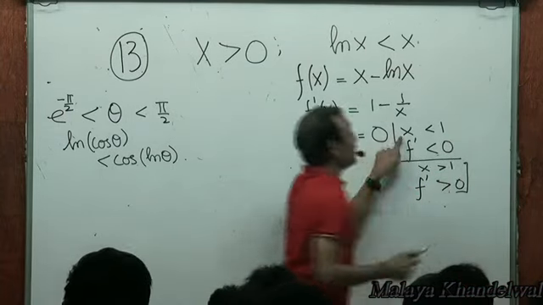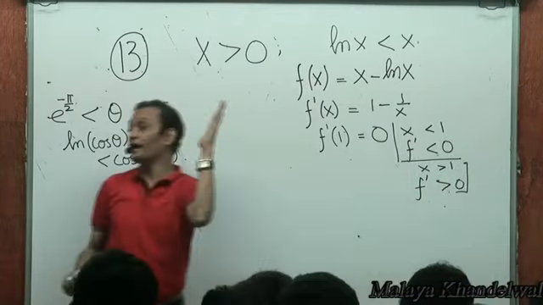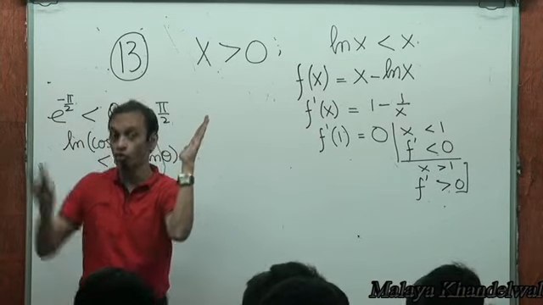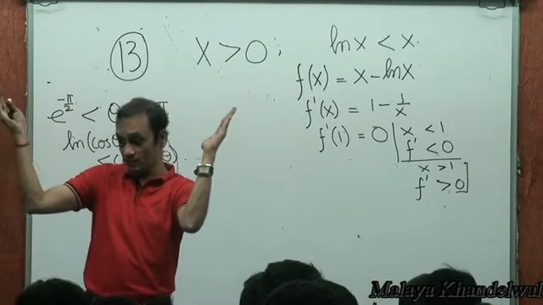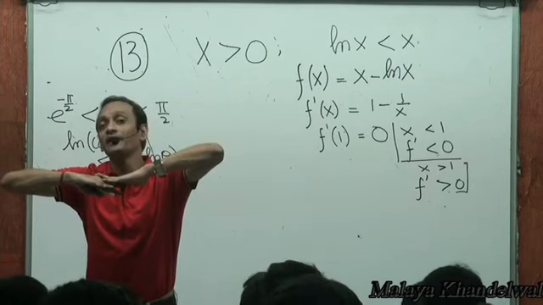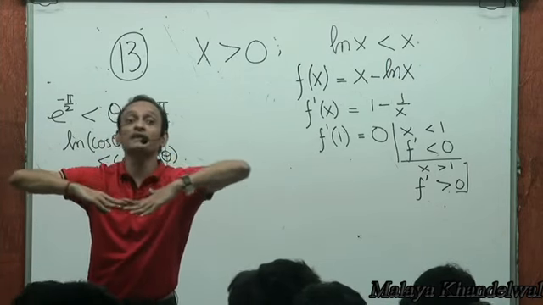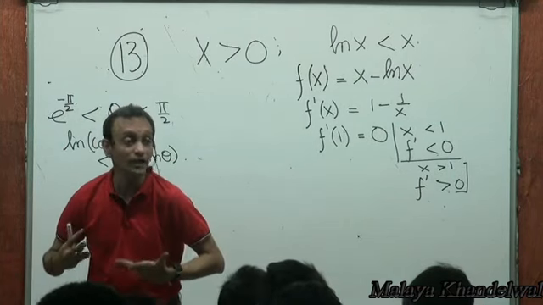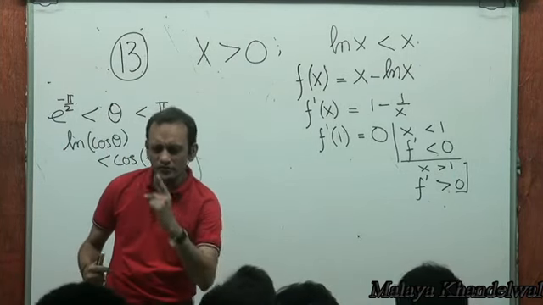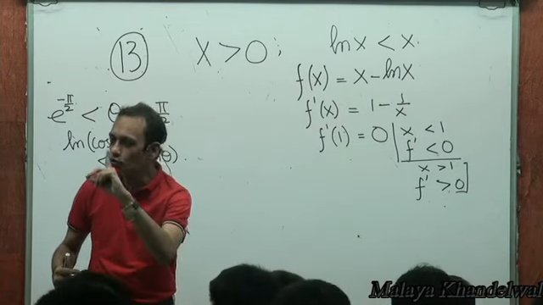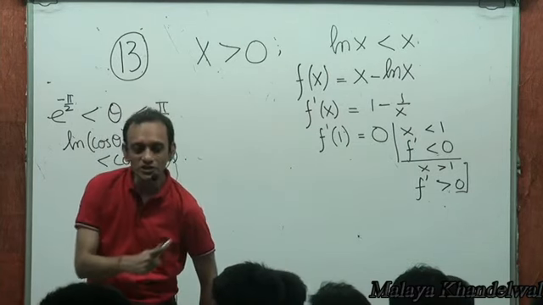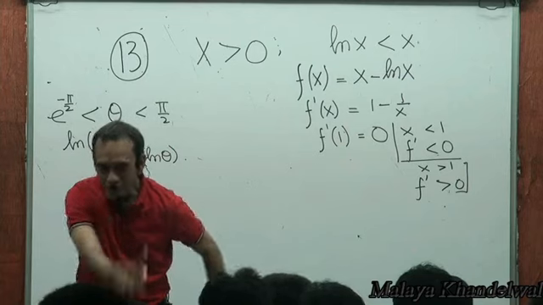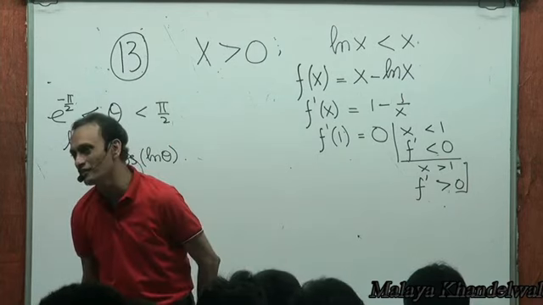That means to the left of 1, f dashed is less than 0. To the right of 1, f dashed is positive. At x equal to 1, f dashed is 0. Therefore, x equal to 1 must be a local minimum of the function. Hey, this is the only stationary point. So, it's not just a local minimum. It's the global minimum. It's the least value of the function.